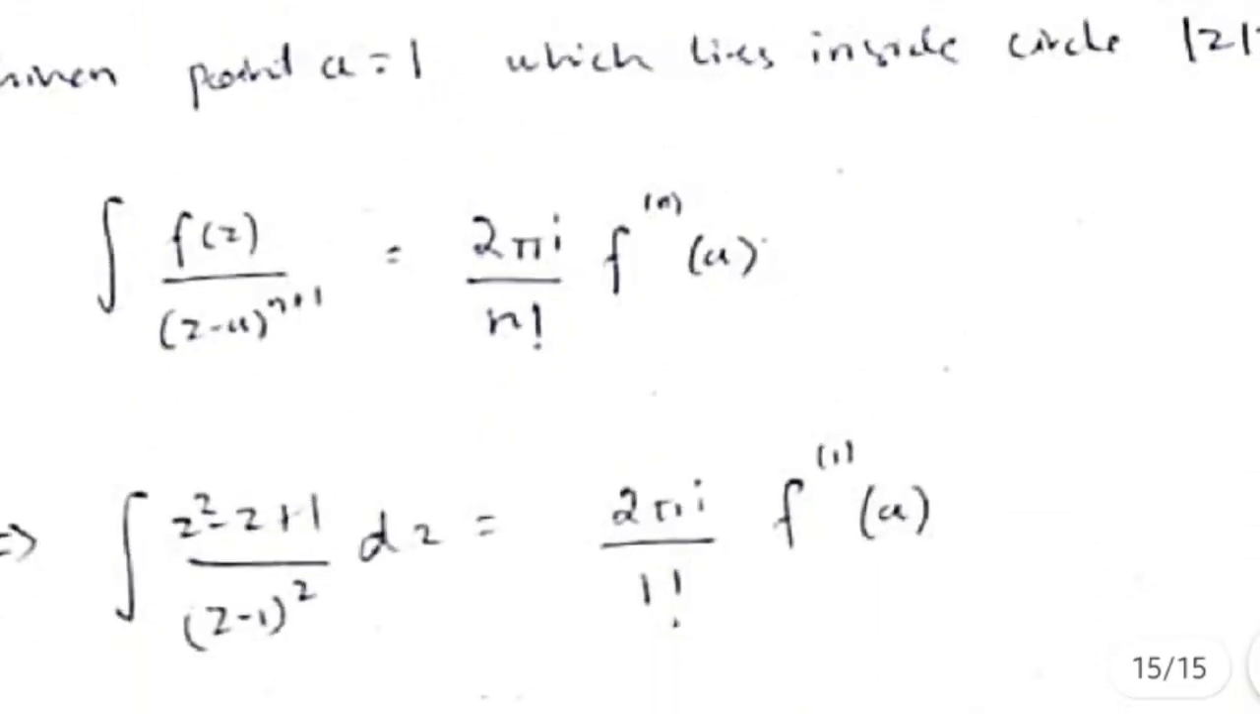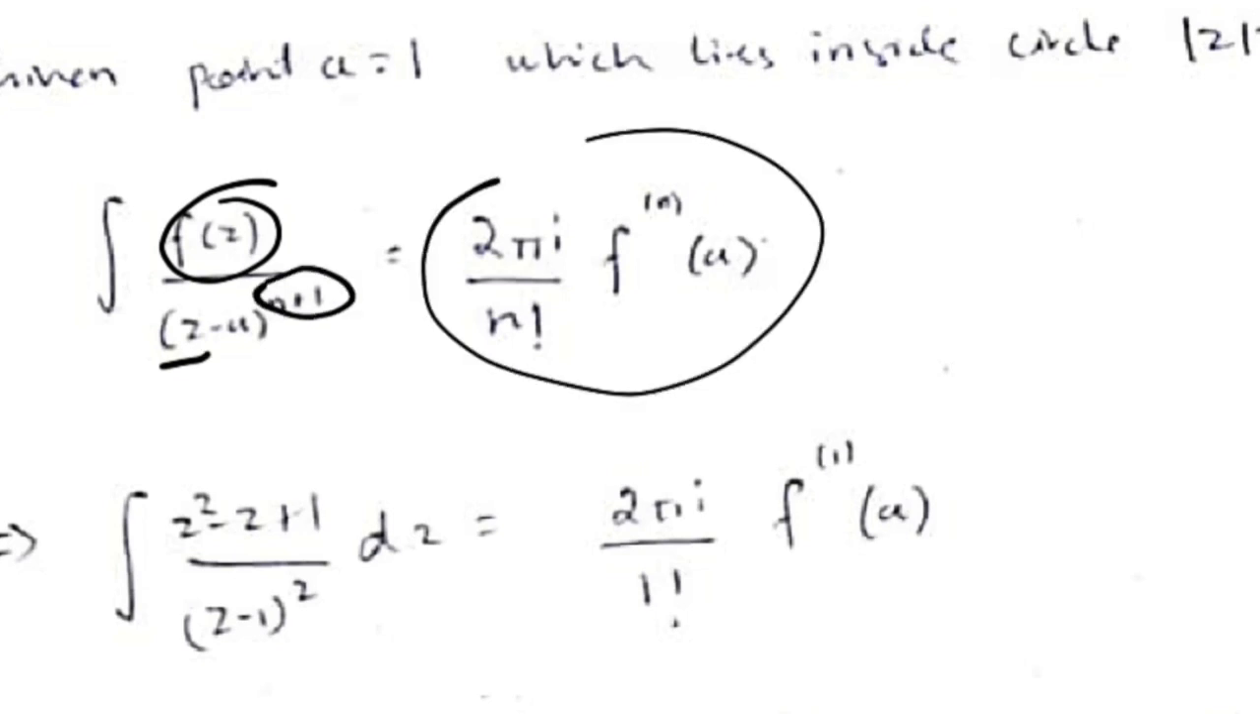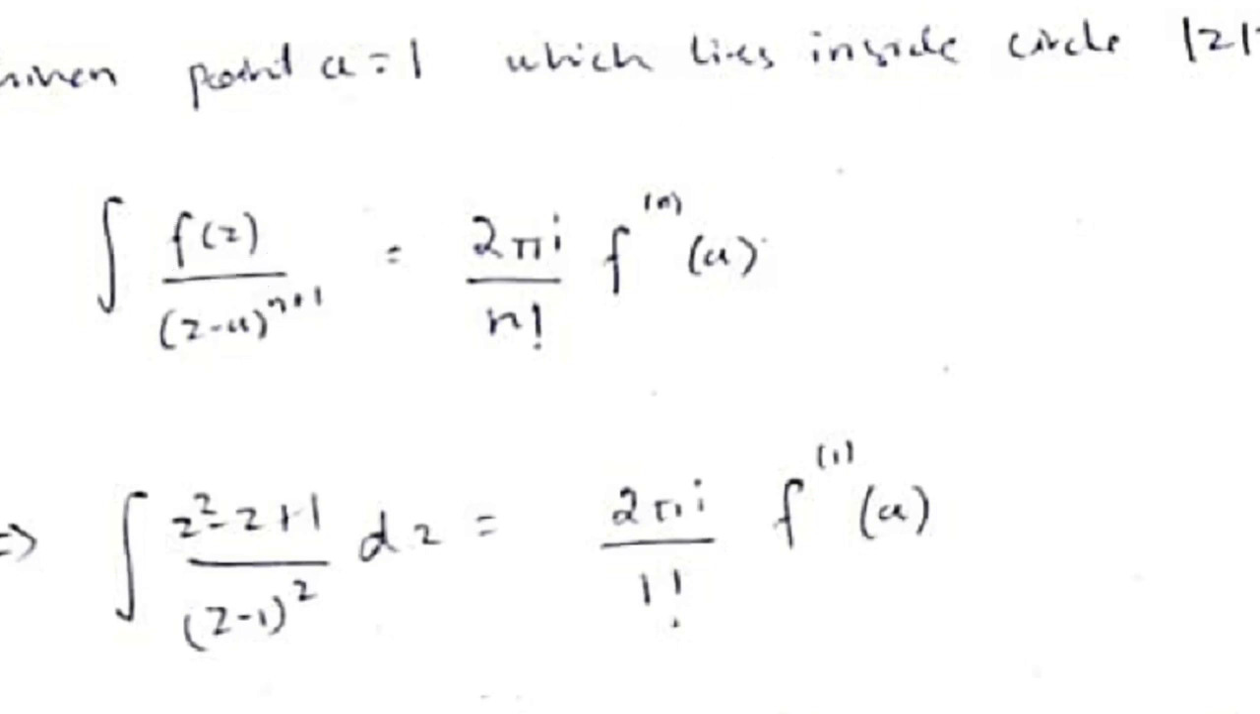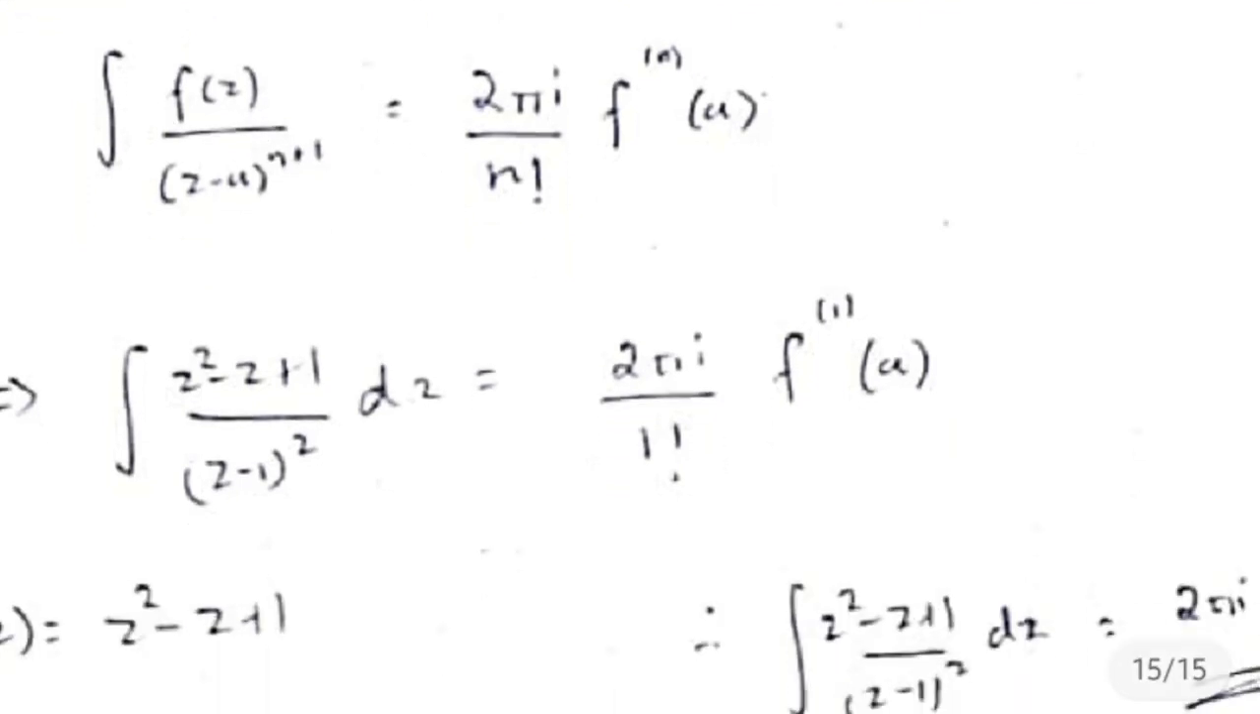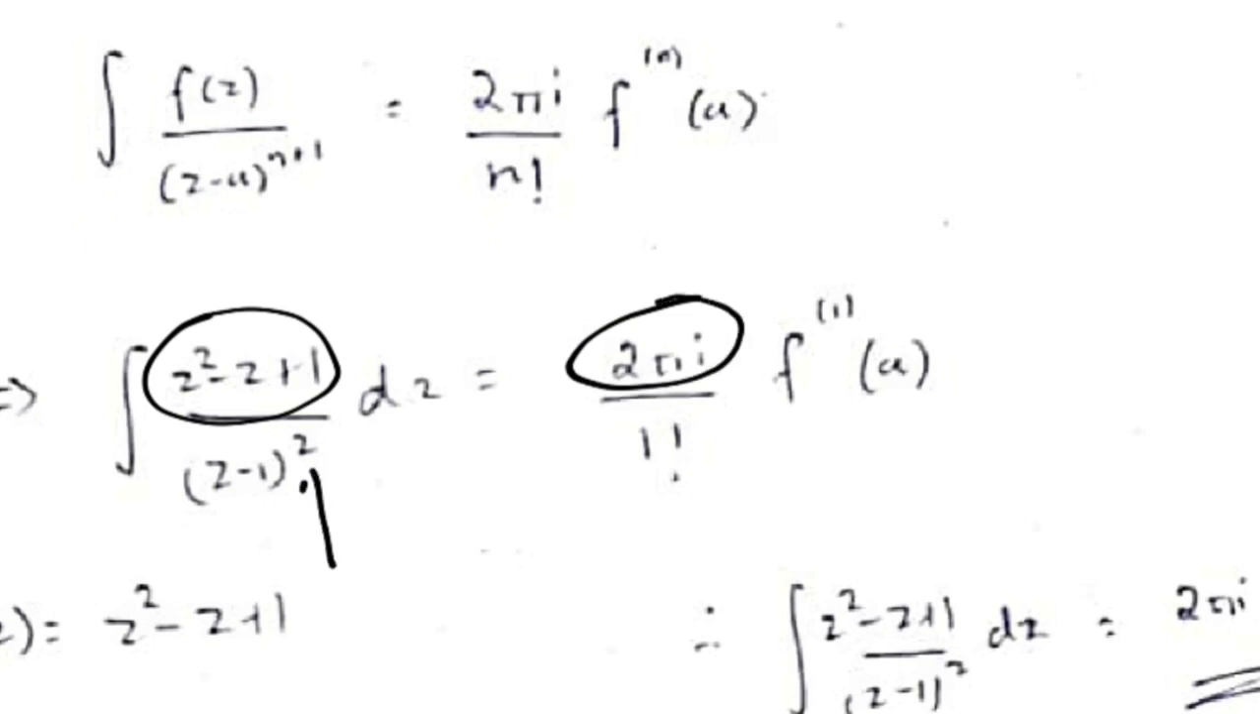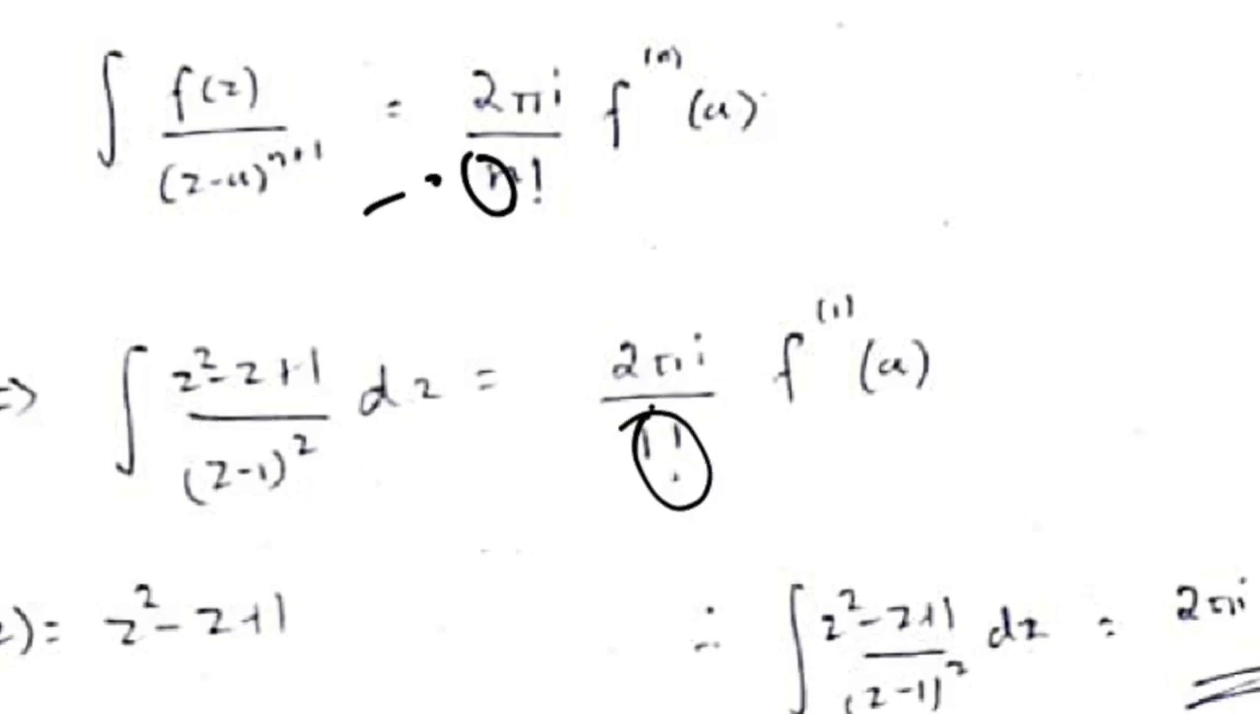What's the formula? This is the formula, f of z by z minus a power n plus 1. If it's given n plus 1, at that time we have to use this formula. Okay. So according to this formula, f of z is z square minus z plus 1. Therefore 2 pi i, and the value of n is 1 here, because 2 is written as n plus 1. Therefore n will be 1. We'll be having n factorial as 1 factorial and f power 1 of a.